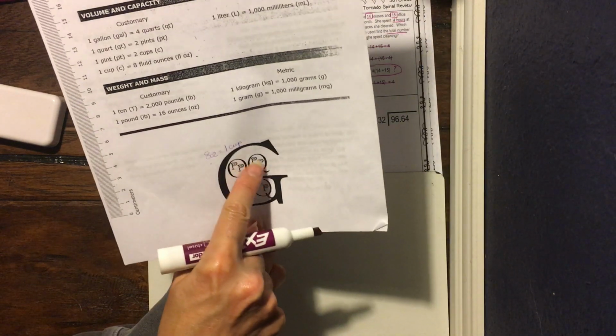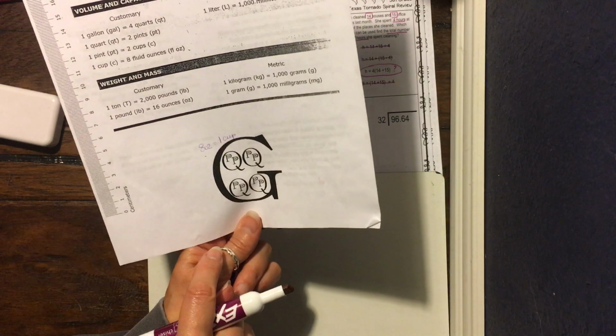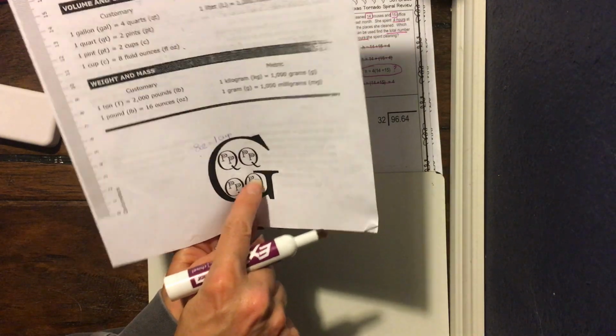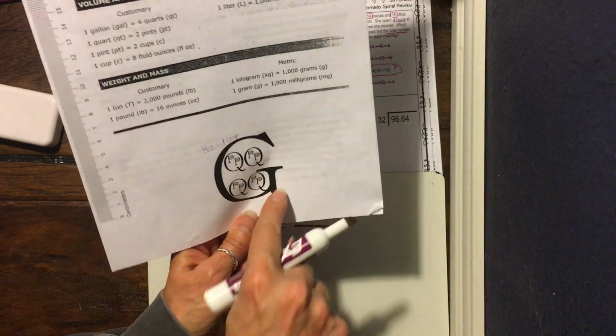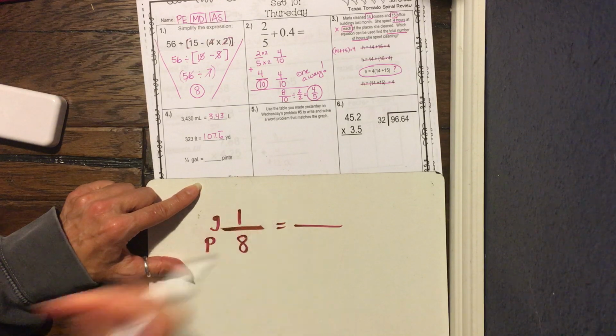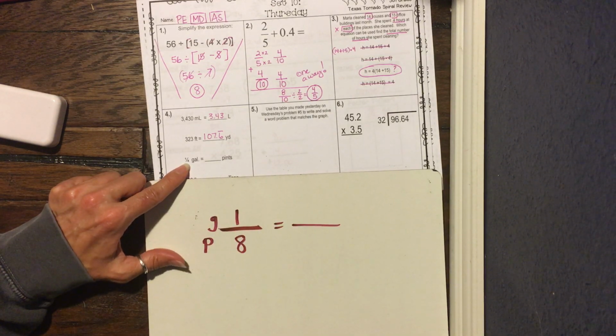Well, there's 2 P's inside each Q, and there's 4 Q's, which is our quarts. So we've got 2, 4, 6, 8. We have 8 pints inside our giant G. So we have 8 pints in our 1 gallon. Well, look over here. The number they gave us is 1/4 of a gallon.